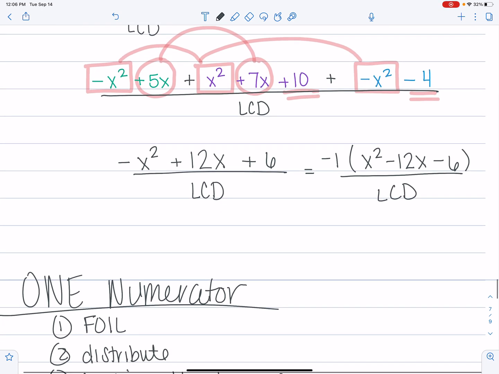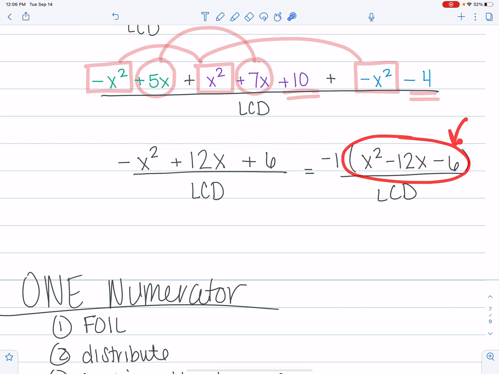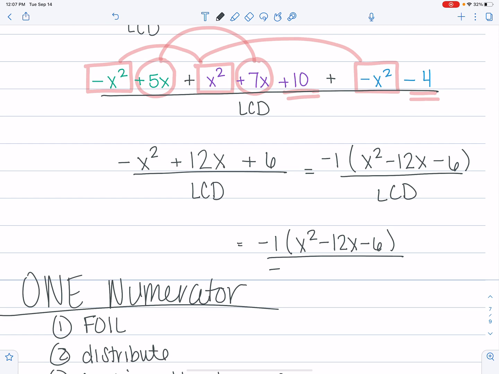Now I want to check to see if that thing will factor. Well, it doesn't factor, because I'm looking for numbers that would multiply to -6 and add to -12. Well, there's no way to do that. And so I can go back in and put my LCD on the denominator. My LCD is that same one, -1 times x plus 5, x minus 5.